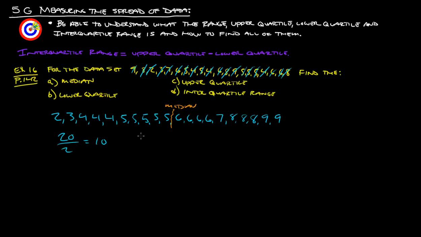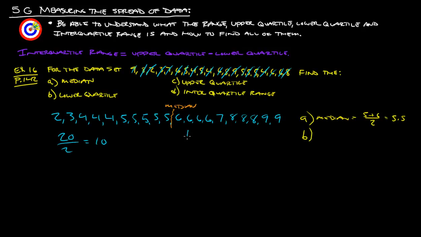So for part A, to find our median, let's do these all over here. So the median is going to be the average of 5 and 6, which gives us 5.5 as our median. Okay. For part B, our upper quartile is going to be what we have here.